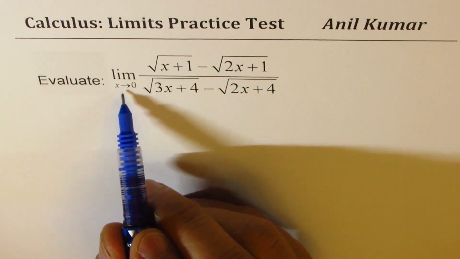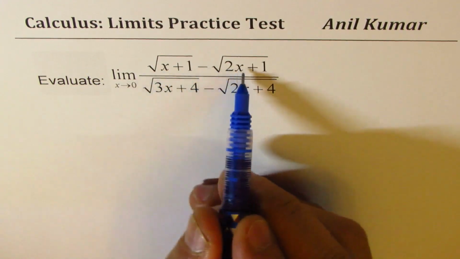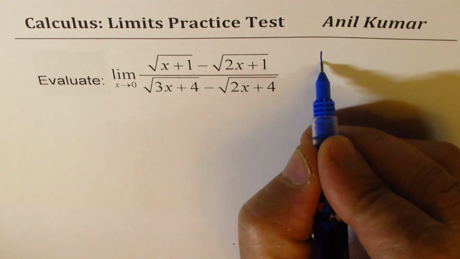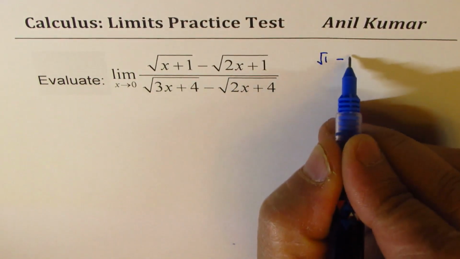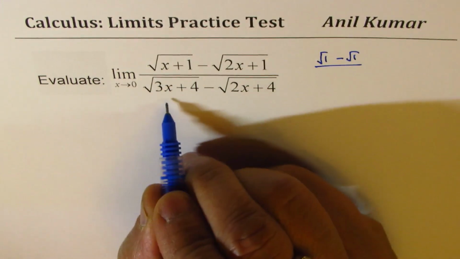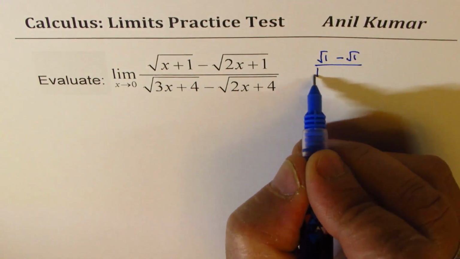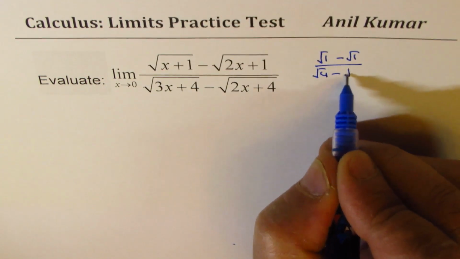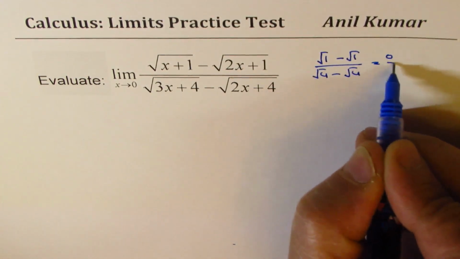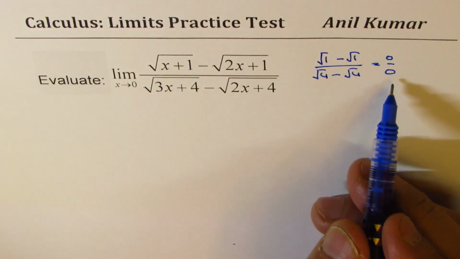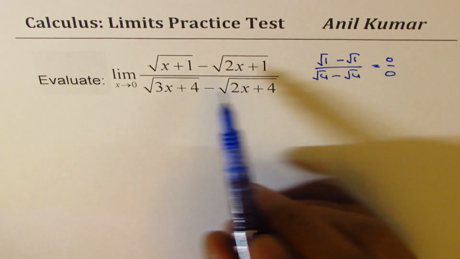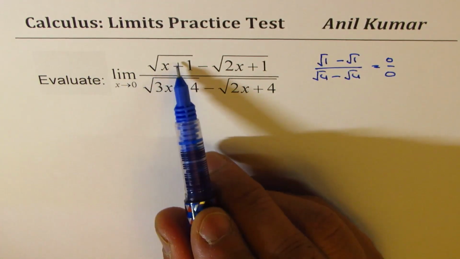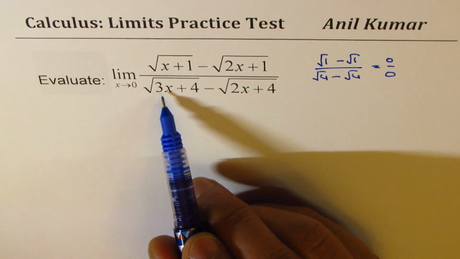Now in this case, if I substitute 0 for x, what do I get? I get square root of 1 minus square root of 1 over, if I substitute 0, I get square root of 4 minus square root of 4, right? Which is equal to 0 over 0. So that's an indeterminate form. That means there is a factor of x in the numerator and also in the denominator.